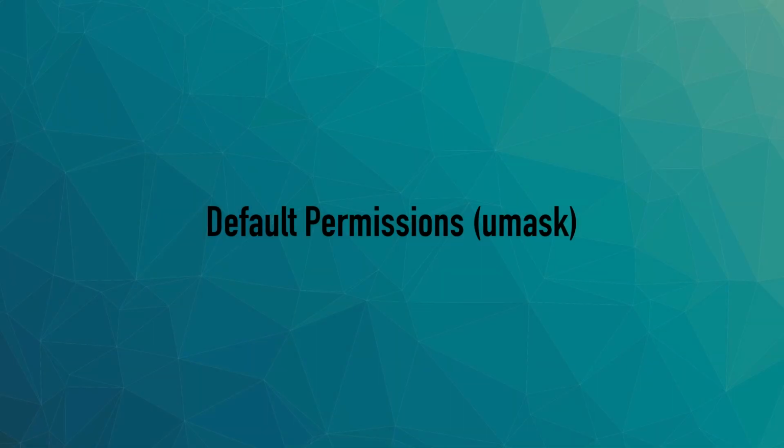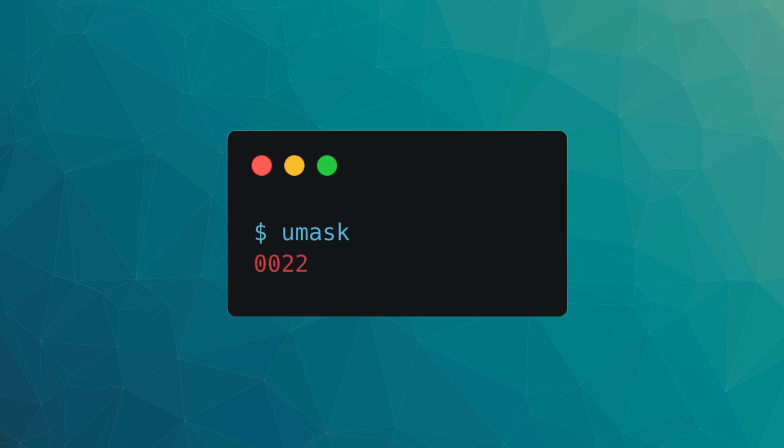When files are initially created, they are assigned default permissions. The file creation mode mask, umask, in Unix and Linux systems controls the default permissions for newly created files and directories. It works by specifying which permissions should be removed from the default permission set. You can view your current umask with the umask command.